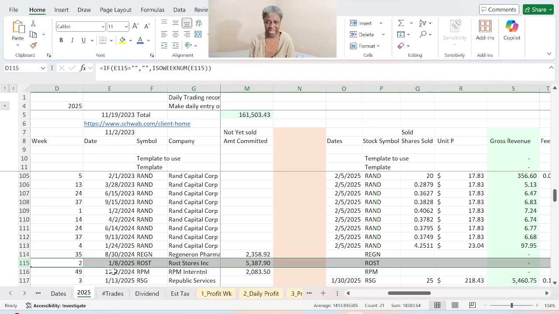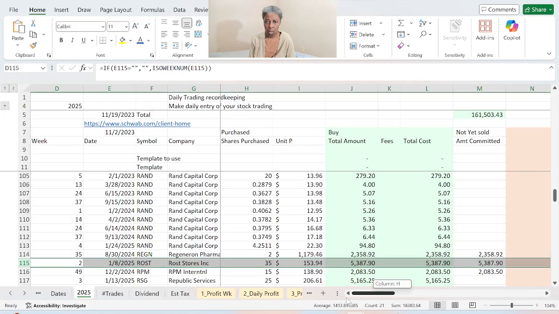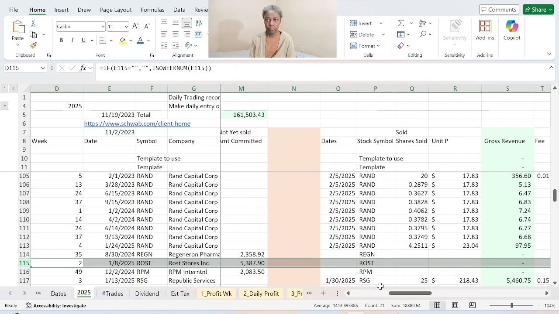RPM, we purchased it in December for 138 a share, and we have not sold it yet either. So those are the two that we have, and that's how we trade the pullback.